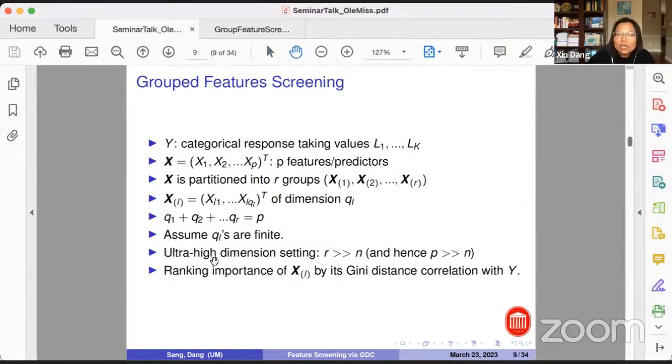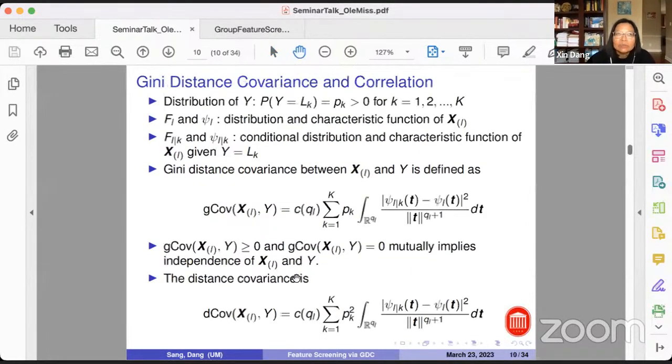And in the ultra high dimension setting, the number of groups R is much greater than N. Since P is greater than R, it must be greater than N also. What we are doing is ranking these groups, the l-th group X_l, by the Gini distance correlation with your categorical response Y. Okay, now I need to tell you what the Gini distance correlation is.